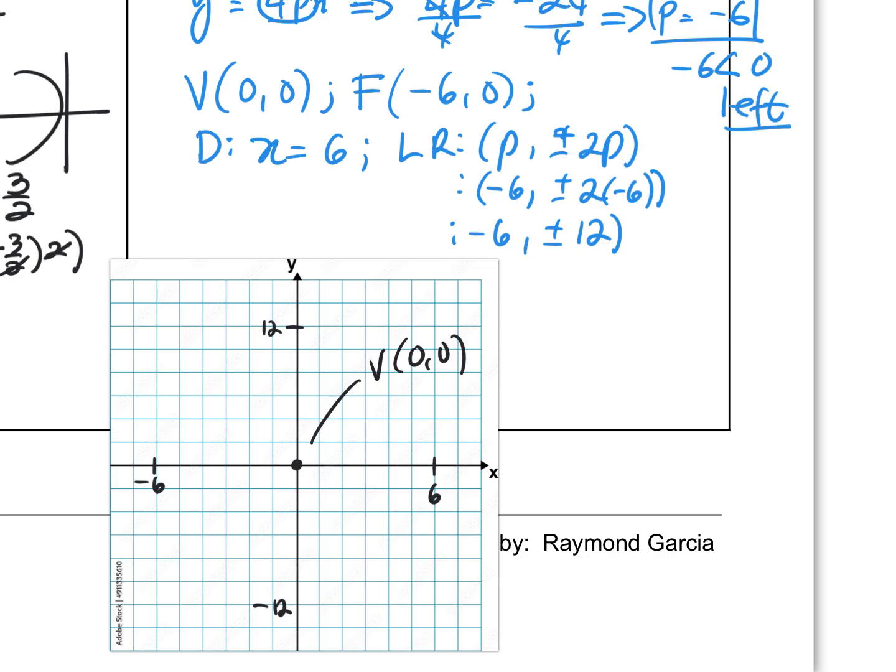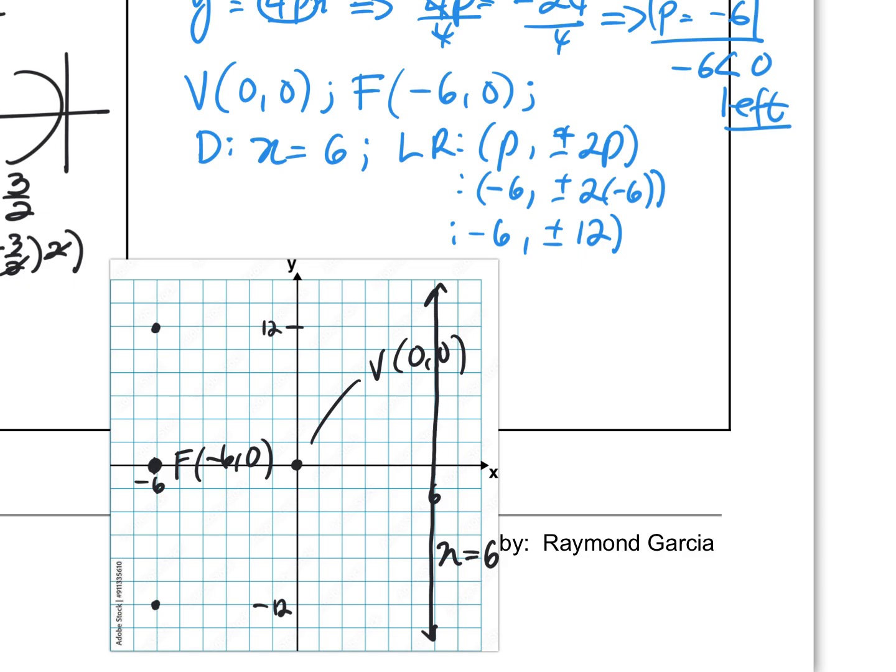Okay, so I'm going to create my directrix in here at x equals 6. My focus is located at negative 6, 0. This is going to be my focus here. My F is equal to negative 6, 0. And the latus rectum is going to be negative 6 and then plus or minus 12. So they're going to be meeting here and also in here.